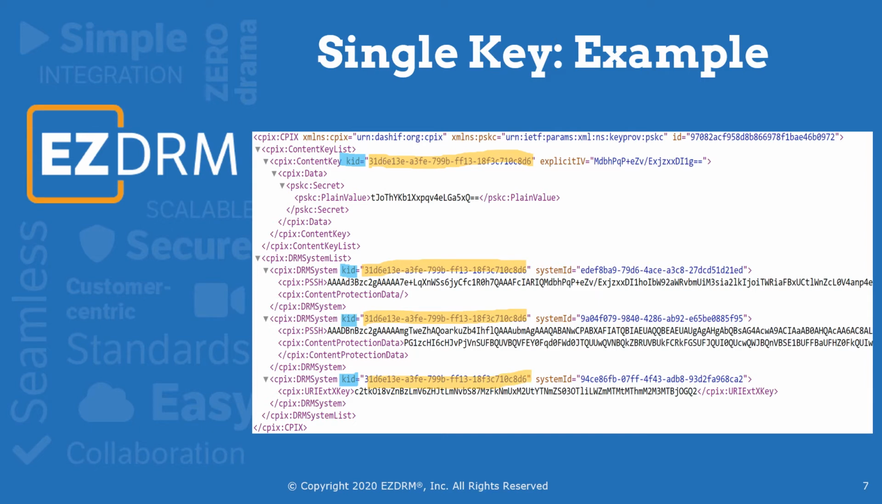And with that, we also have a single plain value and IV. So with those attributes, that packager can actually DRM encrypt that content, but it's all using one key for the entire output, the audio and any video qualities that are being offered.